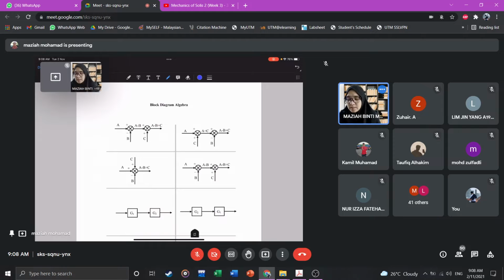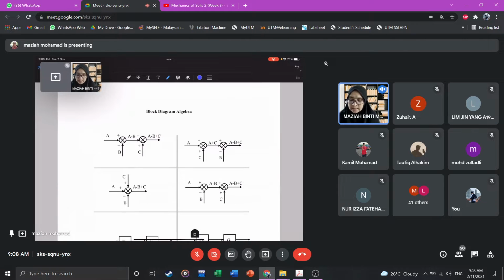Okay. So the first one here is to explain about the summation point. Here you can see whether this diagram is similar to this one, or this diagram, it is actually the same. The output is the same: A minus B plus C, A minus B plus C, and A minus B plus C. The output is the same.